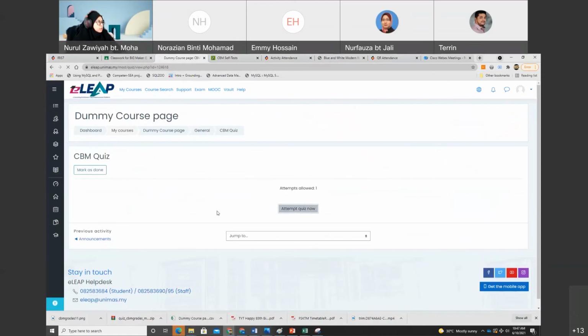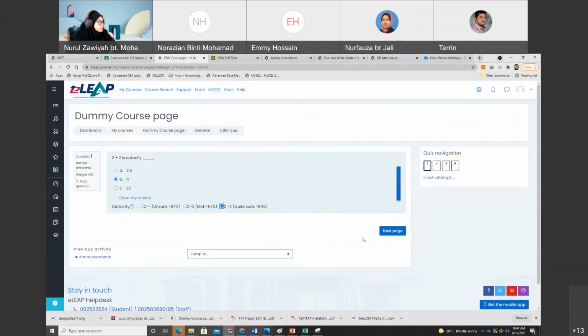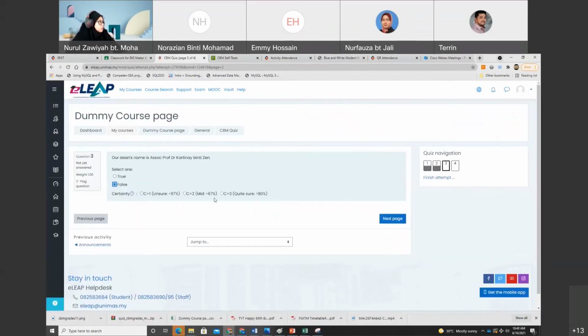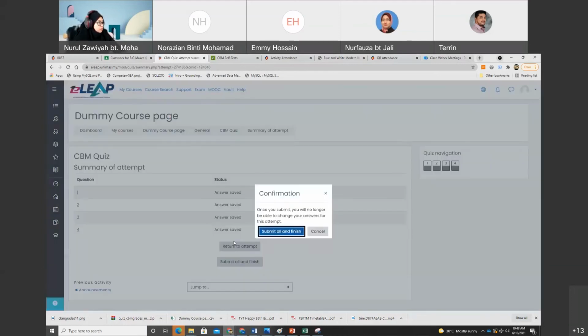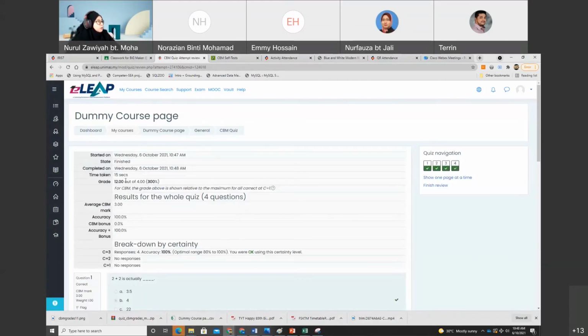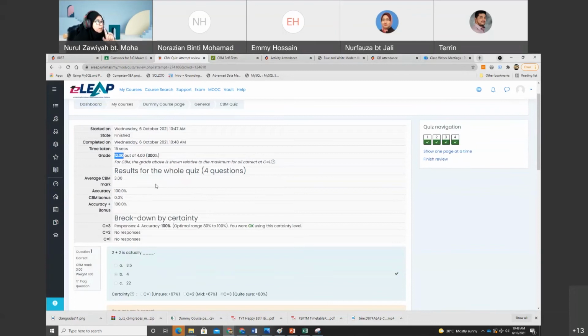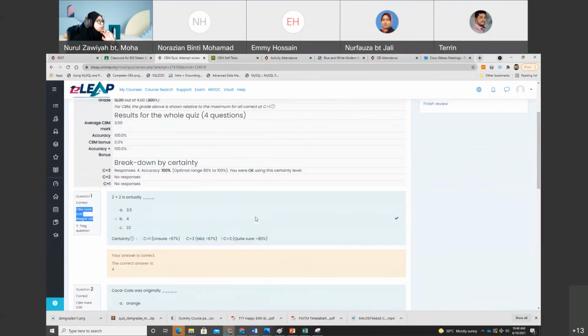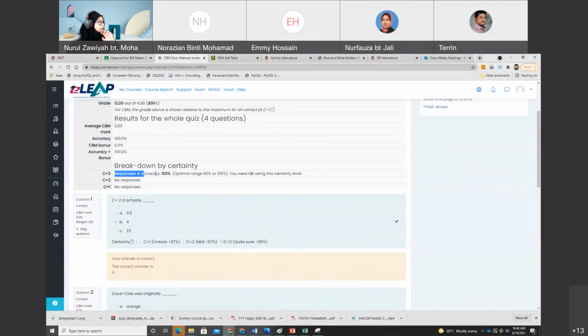Okay, so let's say this is a good student. False. So if you get all correct, you will get 12 marks, like 300%. All correct, and the maximum marks for CBM is 3. Okay, so you can see at the side there is the CBM mark and the weight, and everything here is given. Okay, 4 responses with high confidence, all correct. You were okay using this certainty level.